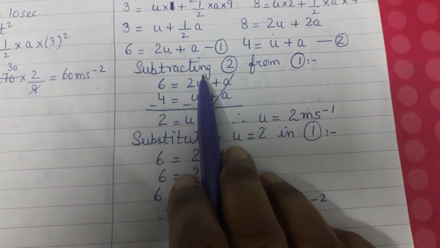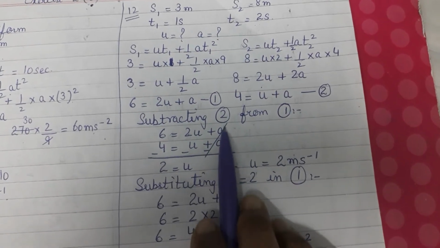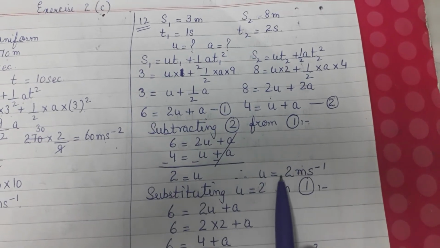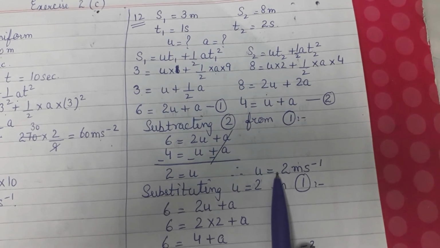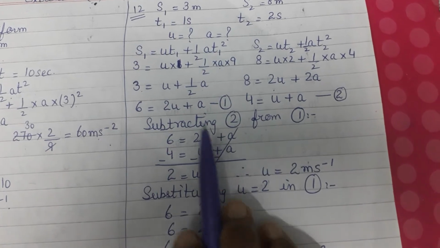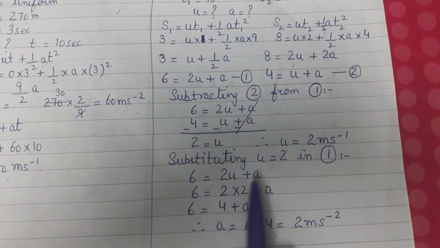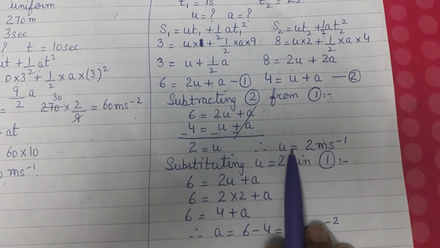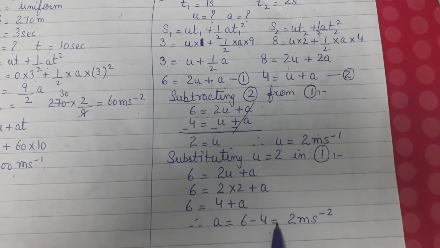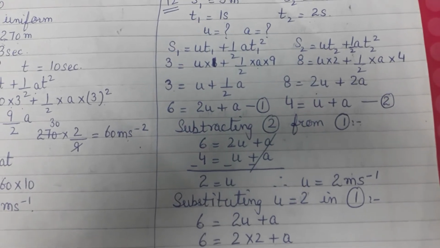In simultaneous equations, children, when we subtract, the signs change and therefore the value of a is cancelled. From here, I can find out the value of u, right? That is 2 meters per second. And this value I will substitute in any one out of the two equations which I have obtained. And when I substitute the value of u, I will get the value of a, right? That is 2 meters per second square. So this is how I solved numerical number 12, right?